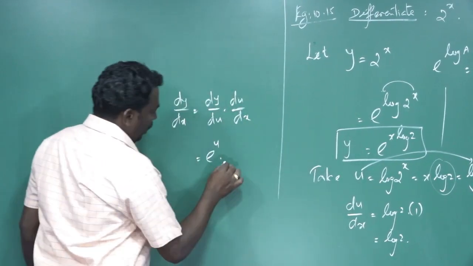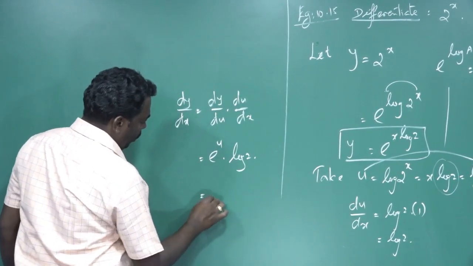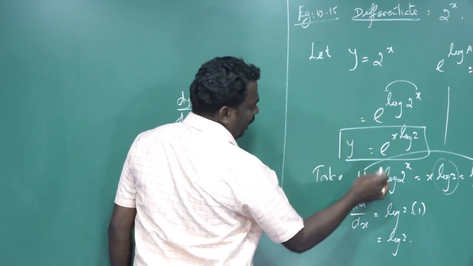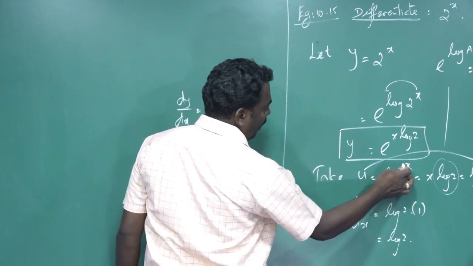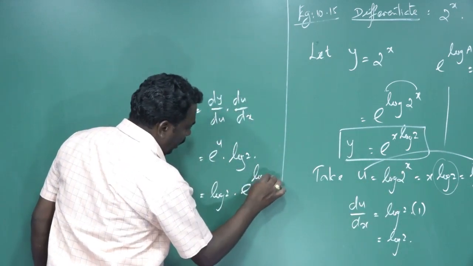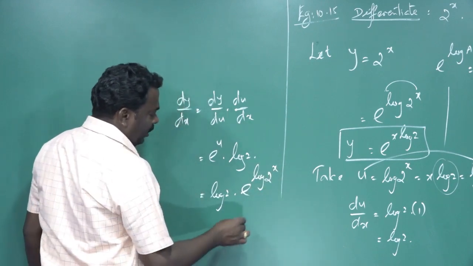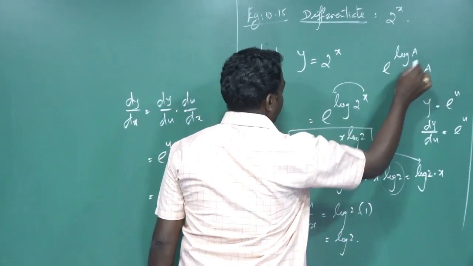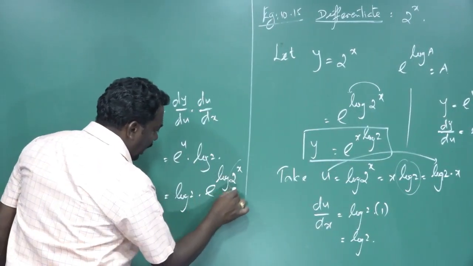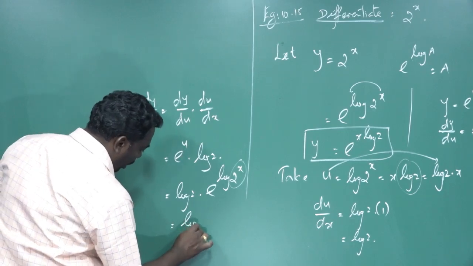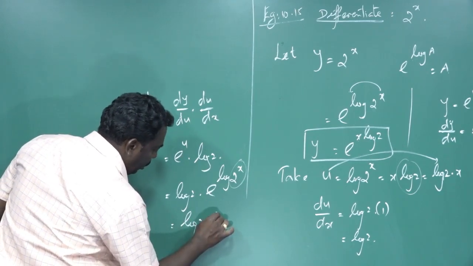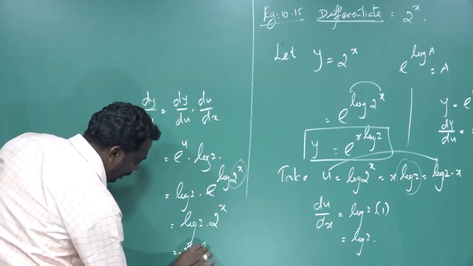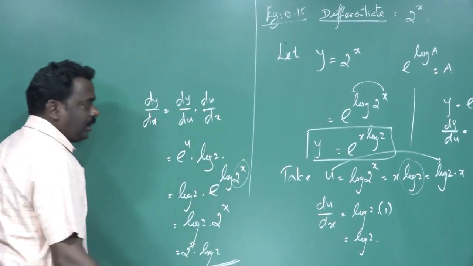It is log 2. Now that is equal to log 2 into e power u. What is u? u is defined as log of 2 power x. Again applying the property of log, e power log a equals a, that is equal to log 2, and a is called 2 power x. Therefore that is equal to 2 power x into log 2, and that is the final simplification.